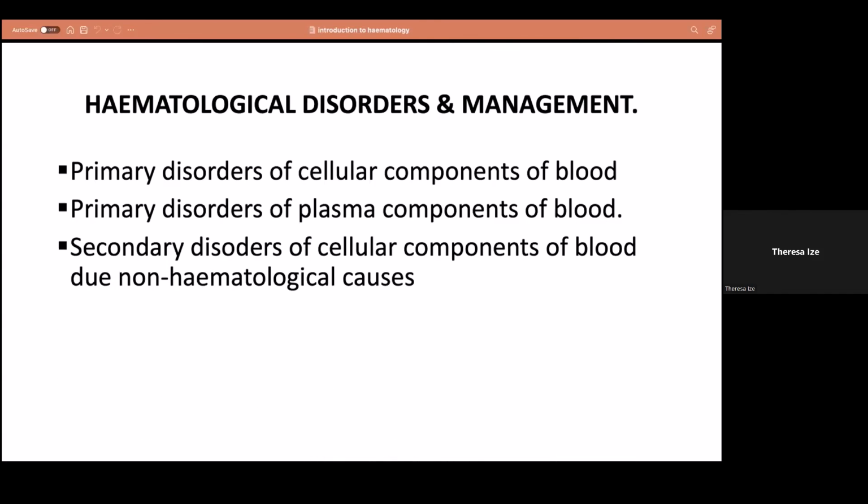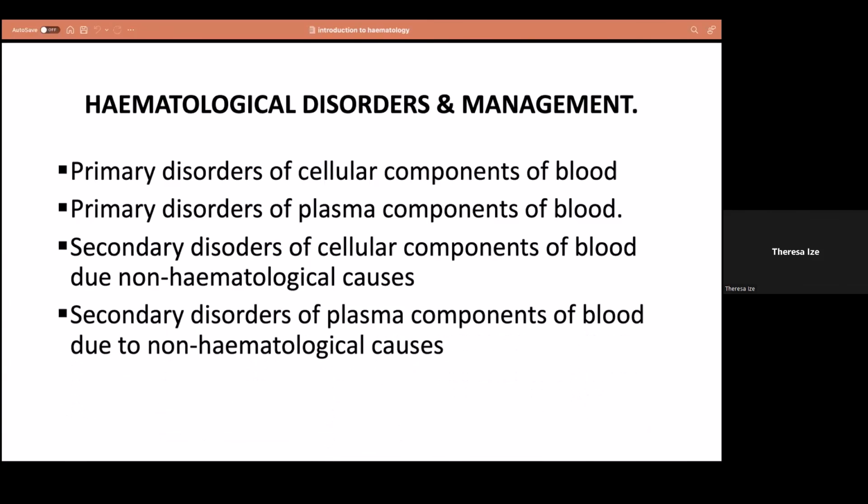You have the secondary disorders of the cellular components, which are due to non-hematological causes. You also have secondary disorders of plasma, which are also due to non-hematological causes. Management of these disorders depends on their causes, whether they are primary or secondary disorders.